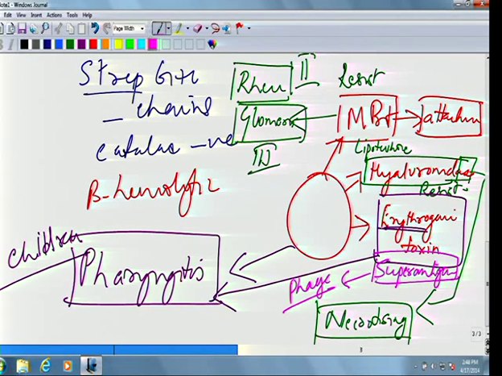Okay? So, group A streptococcus, the most commonly tested clinical disease is pharyngitis, scarlet fever, and then of course the other one, post-streptococcal diseases, rheumatic fever, as well as glomerulonephritis. And then these virulence factors. Is there anything else about group A streptococcus that is important?